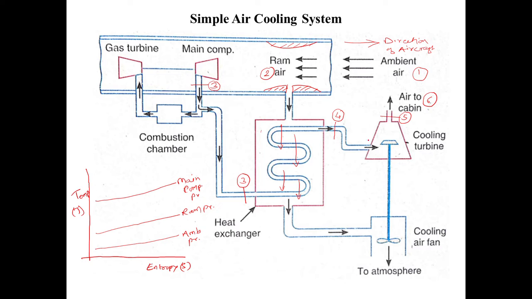Now that air will be given to the cooling turbine. Here you see that the air will be expanded in the cooling turbine, and because of the expansion, the pressure of this air will decrease, and that pressure will be mostly equal to the cabin pressure. So whatever air is expanded in the cooling turbine will be expanded up to the cabin pressure. So I'll have one more pressure line over here, something like this, and this I can mention as the cabin pressure.